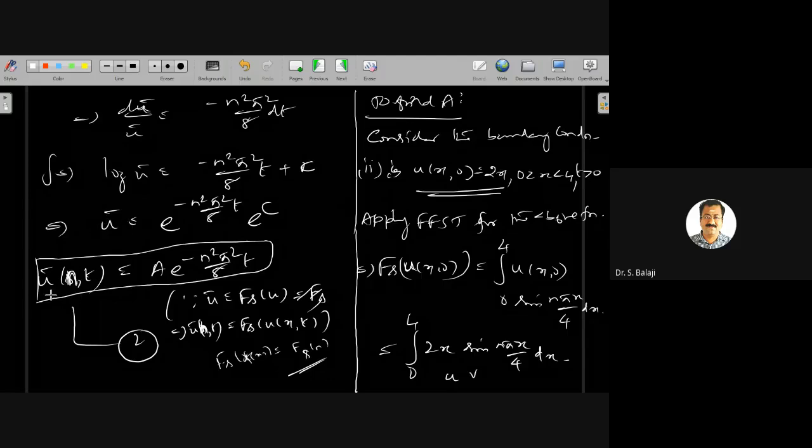U bar is nothing but the transformation of u under the finite Fourier sine transform. U bar of n comma t. Obviously, here only n and t are present. So we can write u bar of n comma t is equal to A e power minus n square pi square by 8 t, within brackets. Here u bar equal to Fs of u, the Fourier sine transform of u, that is nothing but u bar of n comma t.